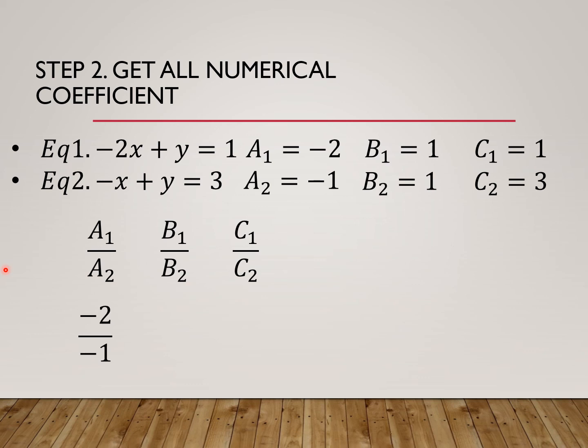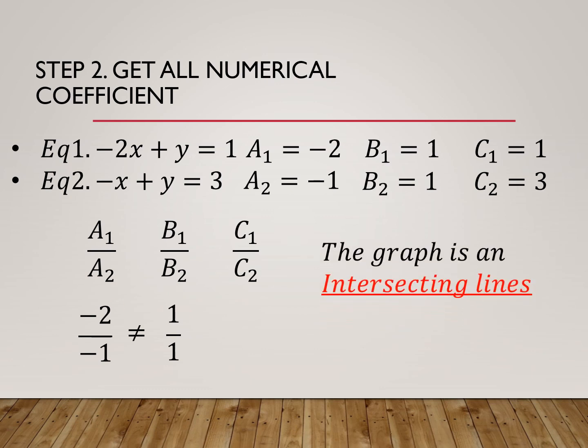So tingnan natin. So we replace by substitution a sub 1 by negative 2, a sub 2 by negative 1. So palitan naman po natin itong b sub 1 over b sub 2. B sub 1 is 1, b sub 2 is 1. So tingnan natin, is negative 2 over negative 1 equal to 1 over 1? The answer is, it is not equal. So since a sub 1 over a sub 2 is not equal to b sub 1 over b sub 2, then the graph is an intersecting lines.